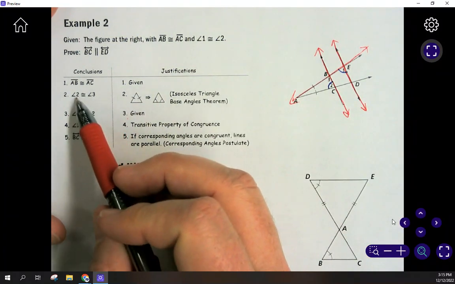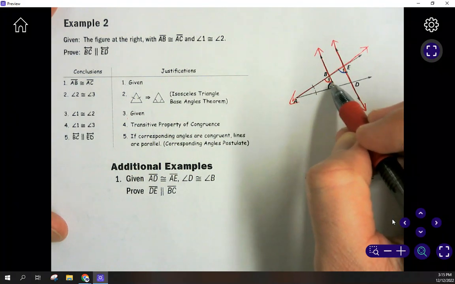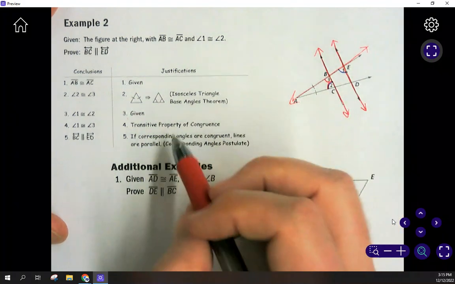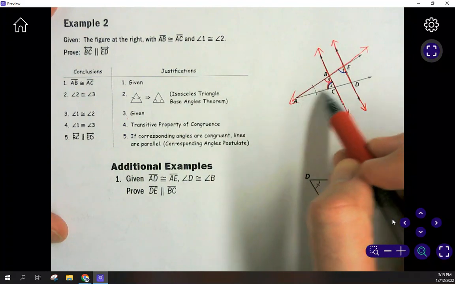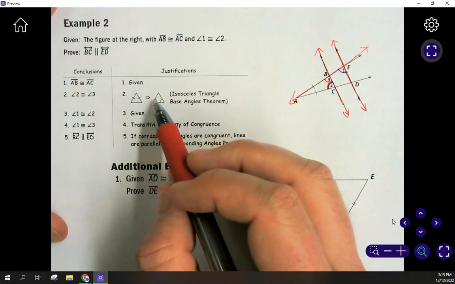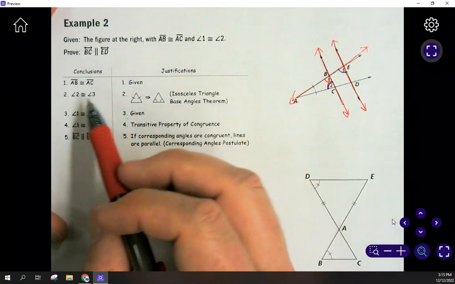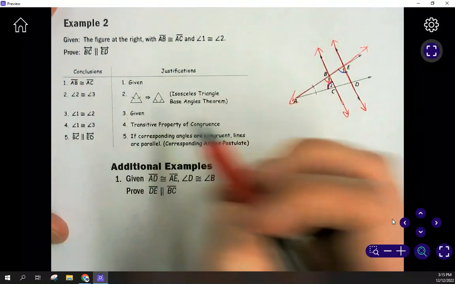Now they can state that angle 2 equals angle 3. So this angle has to equal this angle, because that's the isosceles triangle base angles theorem. You have two equal sides. The two angles opposite those sides must be equal based on the isosceles triangle base angles theorem. So 2 and 3 are equal. Well, 1 and 2 are equal. That was given to us.